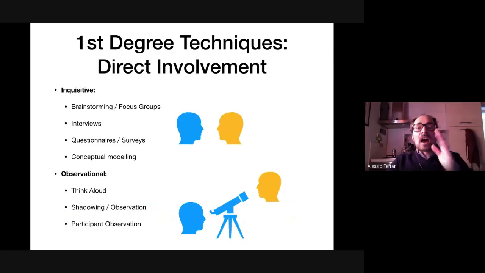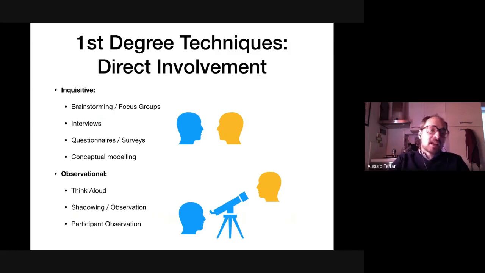So let's see now each technique one by one. Here we start with the first degree techniques. First degree techniques, as we said, require direct involvement of the software engineers. Software engineers mean developers or anyone. The yellow one is the software engineer. The blue one is the researcher, or another software engineer who is in charge of understanding how things work in the company.